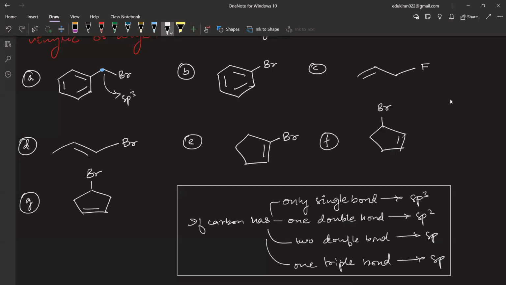Now, if this is sp3, then what can it be? Either it can be alkyl halide, allylic, or benzylic. Yes or no? If it is an sp3 carbon which is connected to a halogen atom, then it can be either alkyl halide, allylic, or benzylic. There are only three categories for an sp3 carbon-halogen bond. Yes or no? Abdurrahman, Huzaifa, Adriel, Sarah, Muhammad Umar, please tell me. Yes, sir. Right. Now tell me which case it is: benzylic, allylic, or alkyl halide?